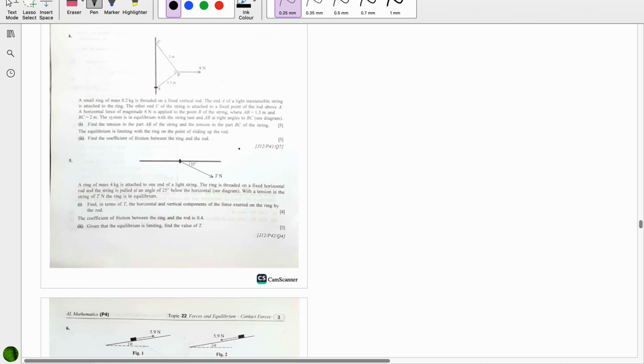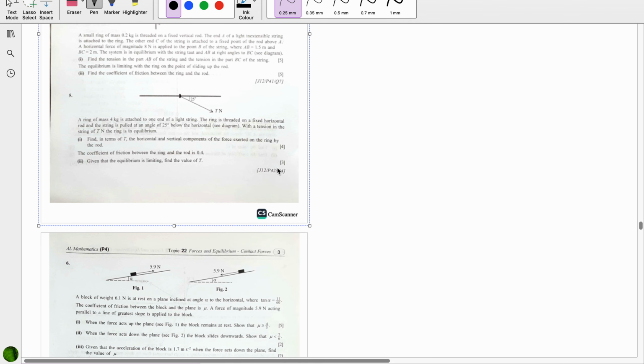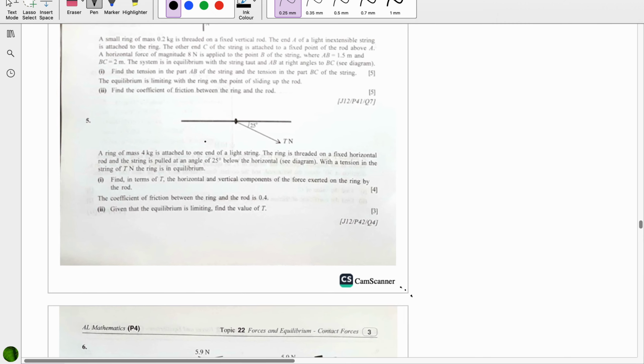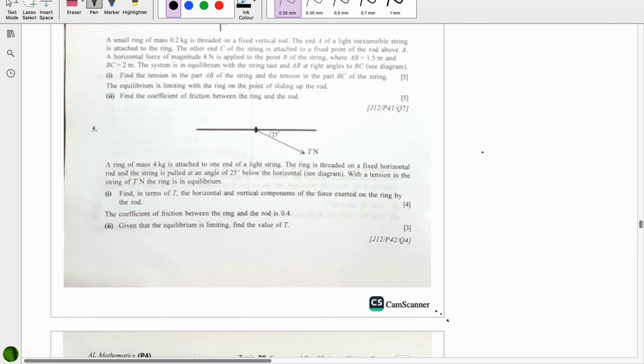Let's try some questions. Look at this question number 5. Is it readable? Okay. Question number 5 says, a ring of mass 4 kg is attached to the end of a light string. The ring is threaded on a fixed horizontal rod and the string is pulled at an angle of 25 degrees below horizontal as shown in the diagram, with tension T in the string, and the ring is in equilibrium. Find in terms of T the horizontal and vertical components of the force on the ring by the rod.